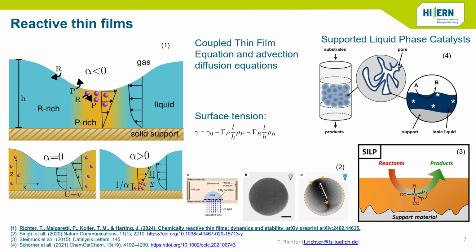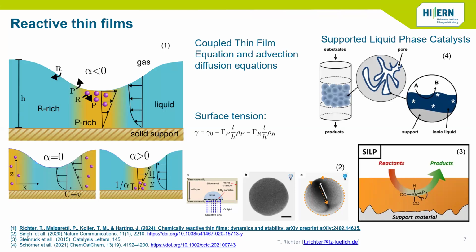So we model that with a thin film equation coupled with an advection diffusion equation. We model surface tension to be linearly dependent on the concentration of product and reactant. And yeah, that's pretty much it. And we have this control parameter alpha that tells us about the buoyancy or the distribution of our catalyst. And that's a model we initially developed for the application of so-called supported liquid phase catalysts.